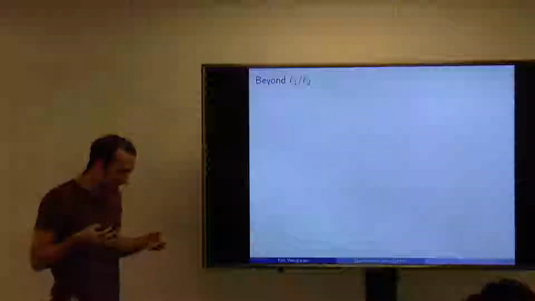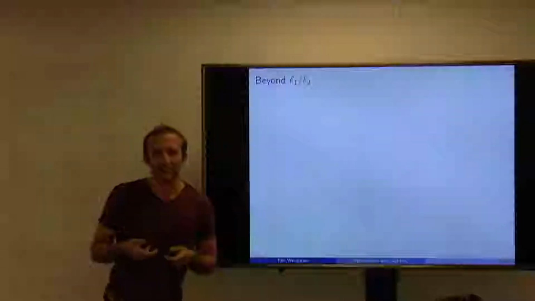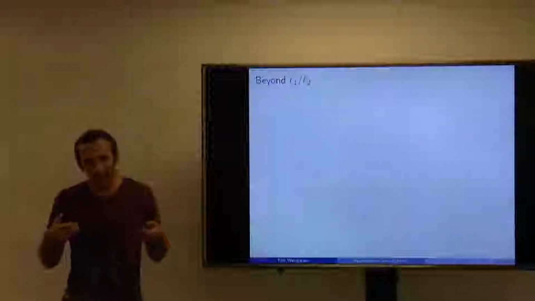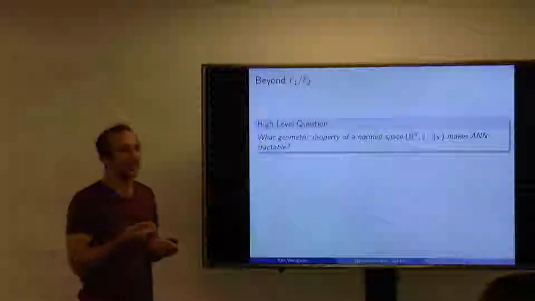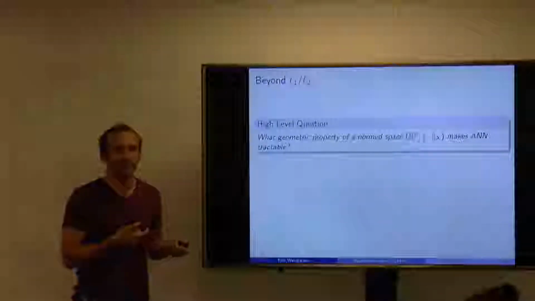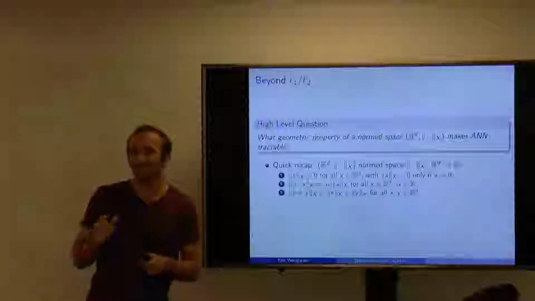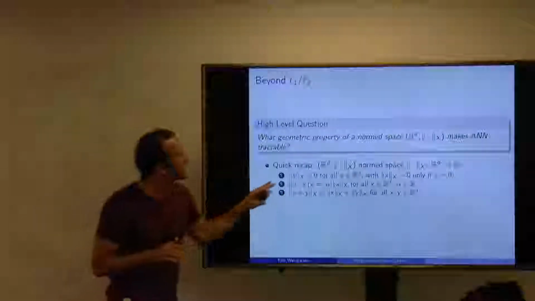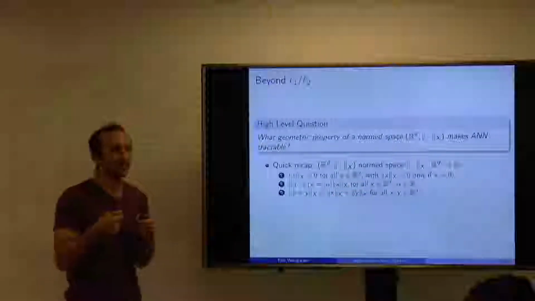This work is really trying to go beyond L1 and L2 and get a more general understanding of this problem. The high-level question here will always be: what is the particular geometric property that we're going to need from a norm space that will allow us to design efficient ANN data structures? And just as a quick recap, when I talk about a general norm space, I mean some function which intuitively measures my distance away from 0.